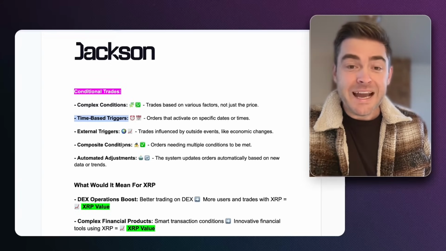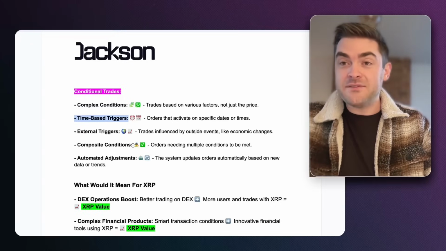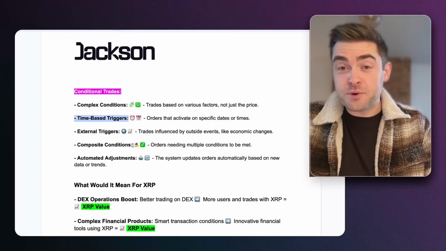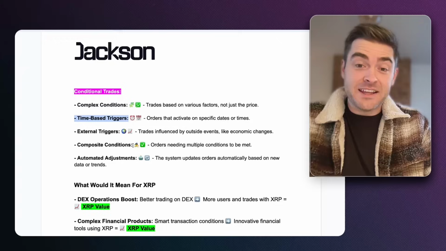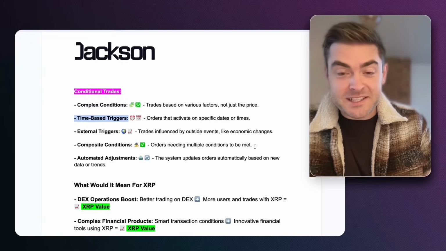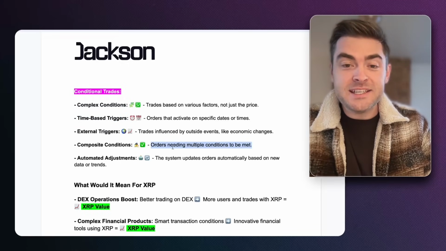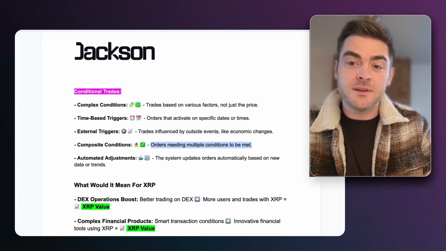And then what if you wanted to have a system where when this event happens and the price for XRP is at this price and Bitcoin is at this price and it's after April, for example, you could do that with this system. So orders needing multiple conditions to be met all at once in order for that thing to happen.